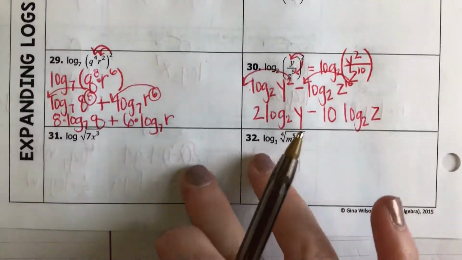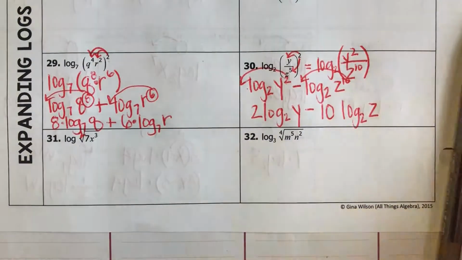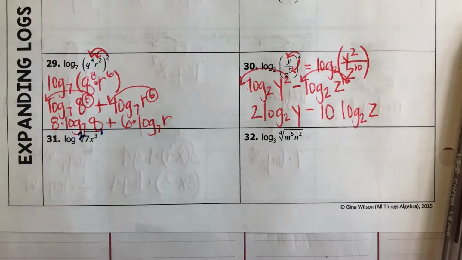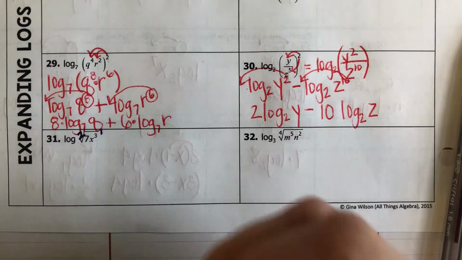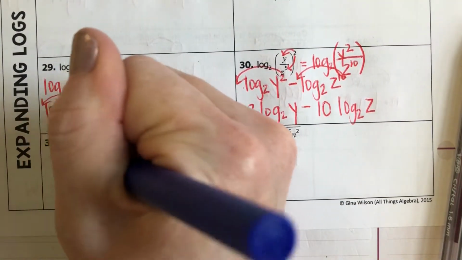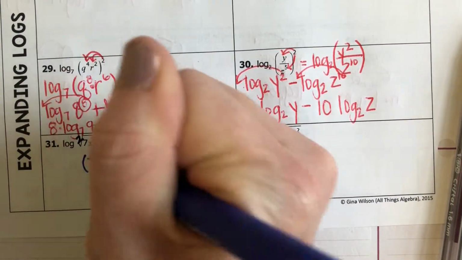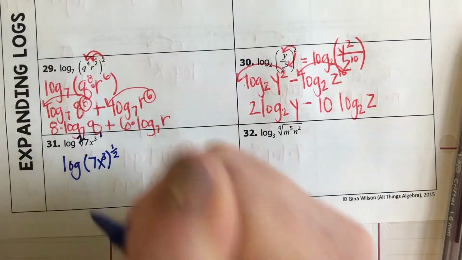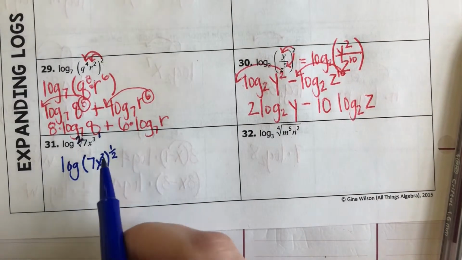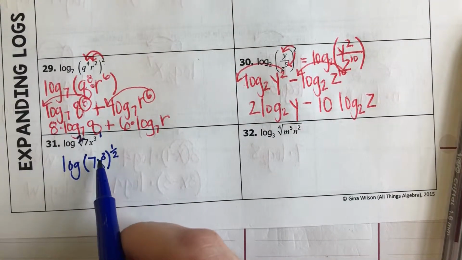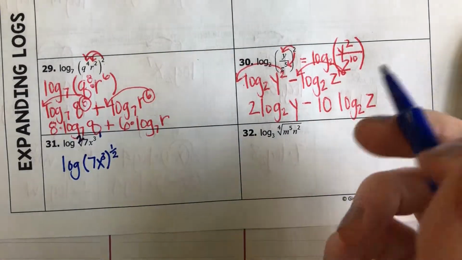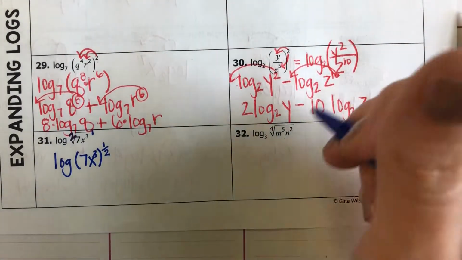Now remember, if I've got a square root, there's an understood but unwritten index of 2 right here. There's an exponent of 1. So when I rewrite this, 7x to the 3rd is going to have a power of 1/2. Okay? From there, you can distribute the exponent if you want to, or you could just take that 1/2 and put it out front. The same thing on this one, okay?